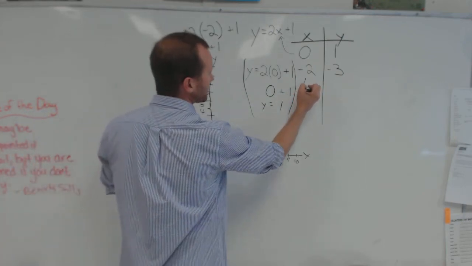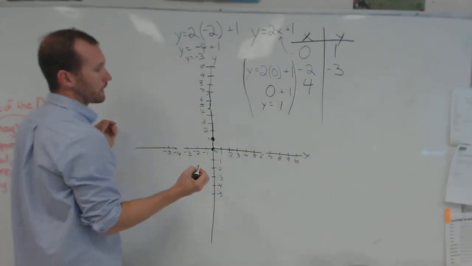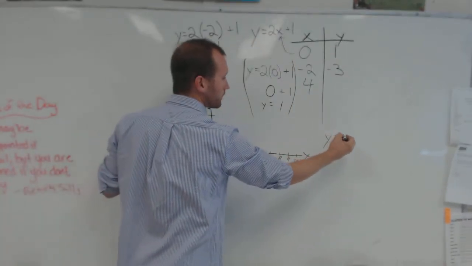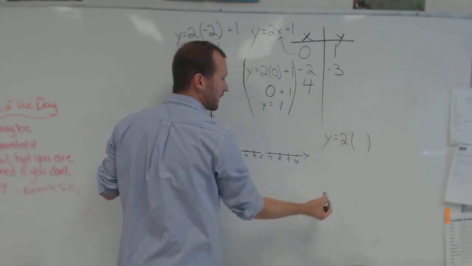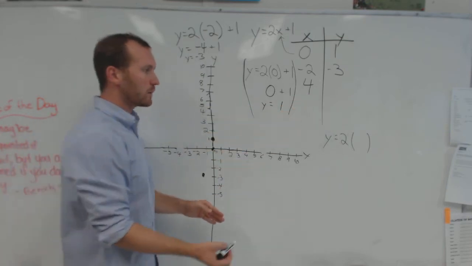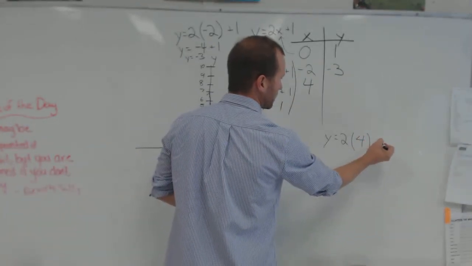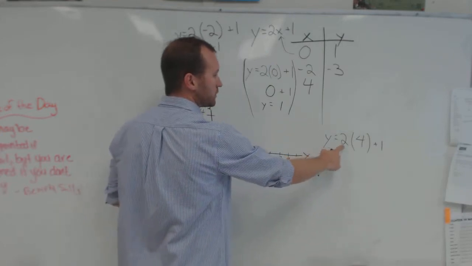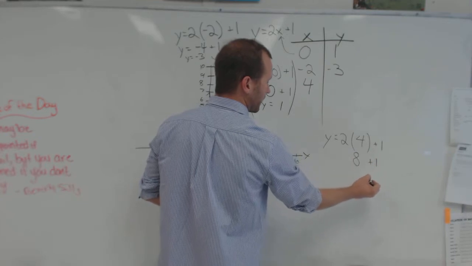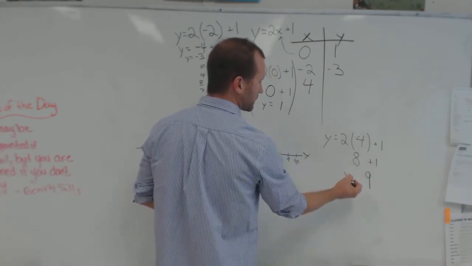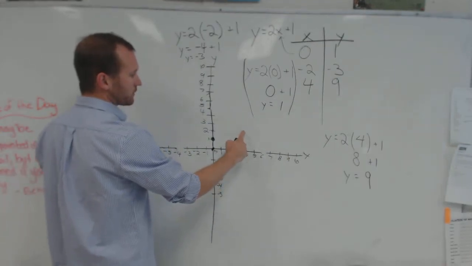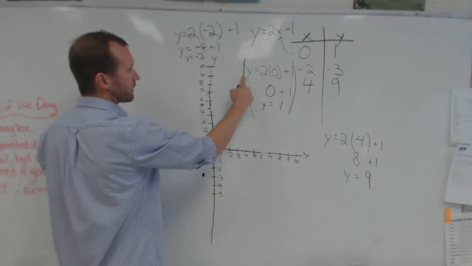Let's choose 4 as our x. So one more time, y equals 2, and instead of my x, I'm going to put parentheses. What should I put in those parentheses? 4, because that's what I chose for x, plus 1. 2 times 4 is 8. 8 plus 1 is 9. Hold on, guys. So y is 9. My point is 4, 1, 2, 3, 4, 5, 6, 7, 8, 9.